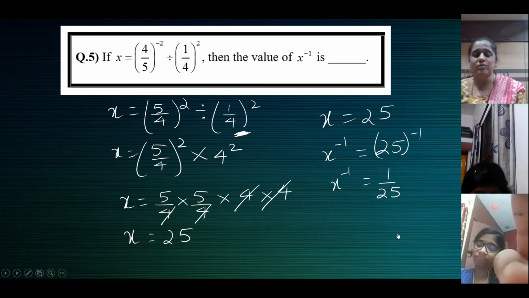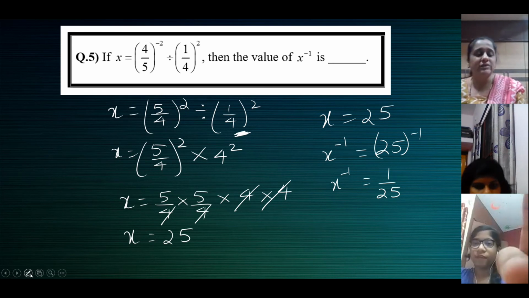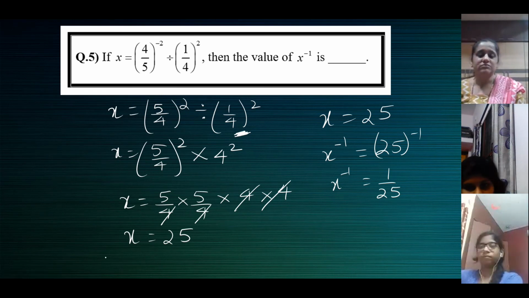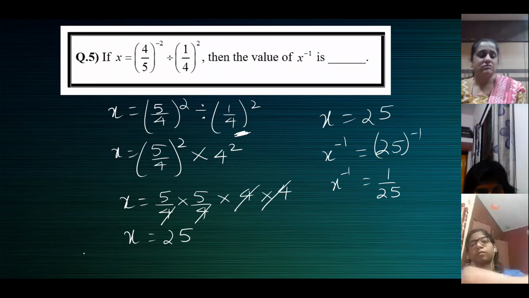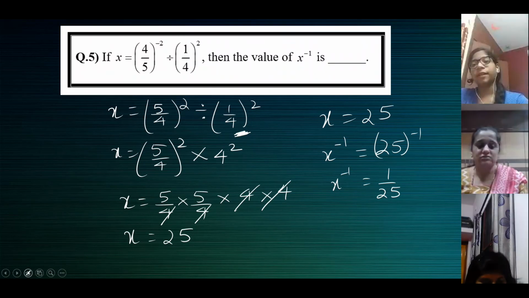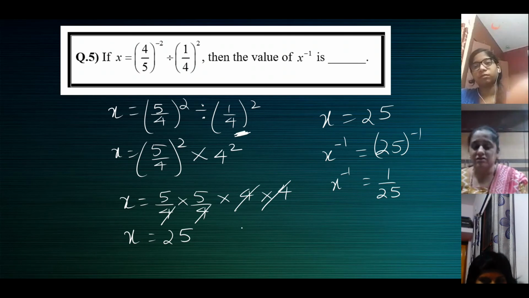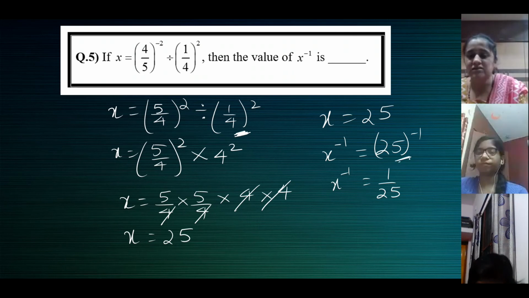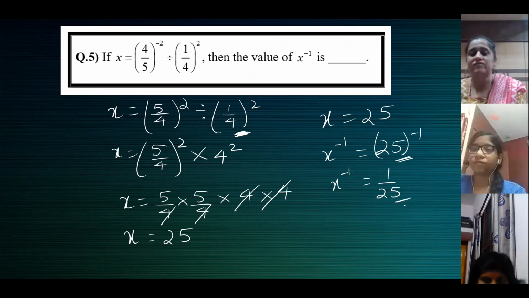No problem. Do we understand now? Isn't it simple? Yes, ma'am. Yeah. Ma'am, at last we are finding the equivalent of 25, like the reciprocal and the negative of the power. Correct. Yeah, this is the answer. We're just writing it in a different way. 1 by 25.